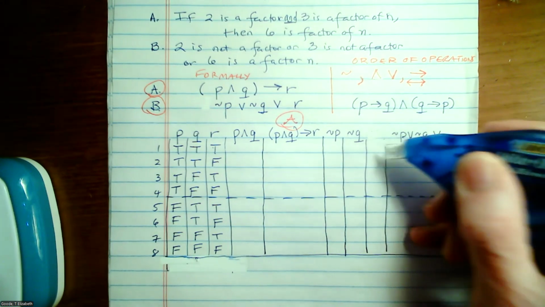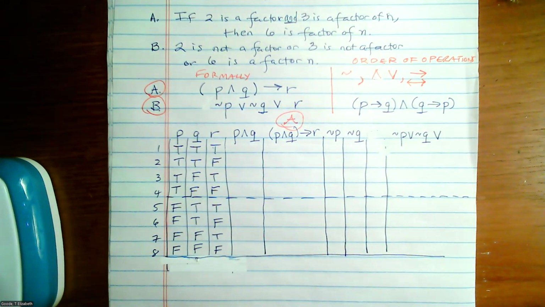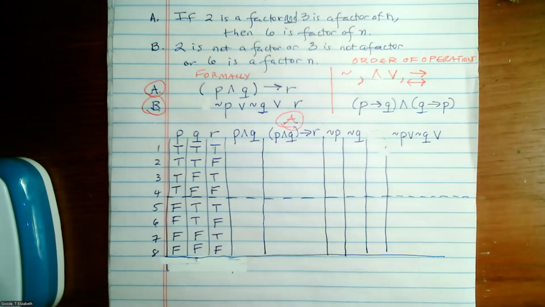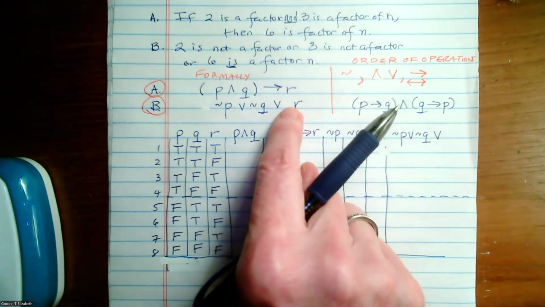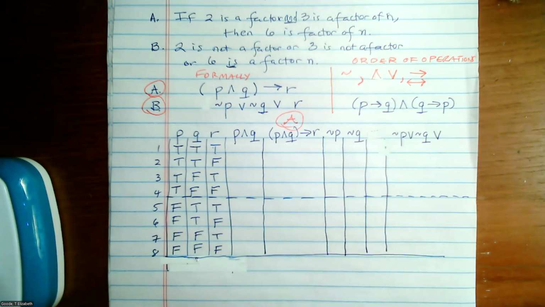So I'm going to erase. Oh, no, it is not. I have it down. It's not R, I think. Is it? Let me double check. Okay, so it says 2 is not a factor of n, or 3 is not a factor of n, or 6 is a factor of n. So we have it written down right. So this will just be R. Does that make sense? Yes.